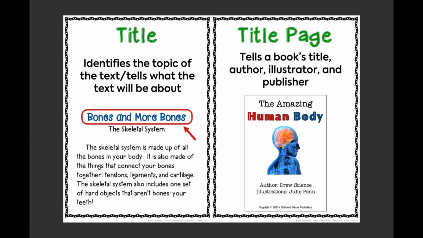Okay, so now that you guys have watched the video, we're going to go through a couple more different types of text structure. Here we're going to start with title. The title is what identifies the topic of the text and tells you what the text will be about. So title of a book, title of an article, title of a magazine insert. For example, this title would be Bones and More Bones.